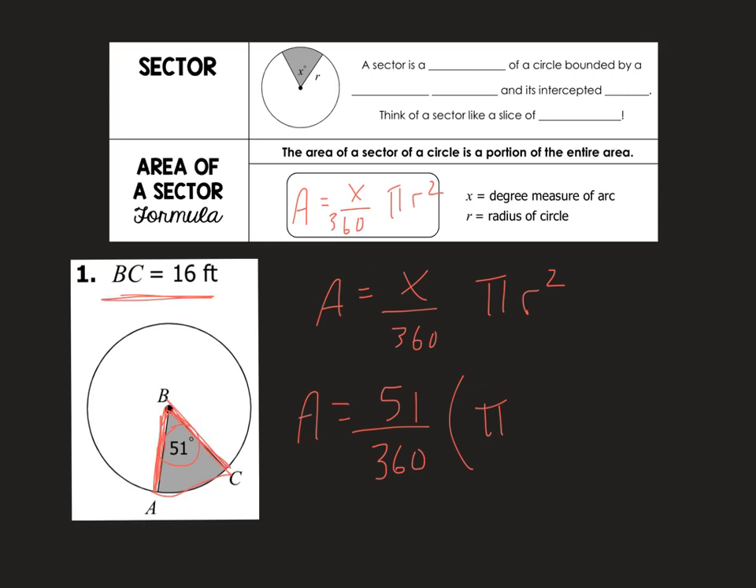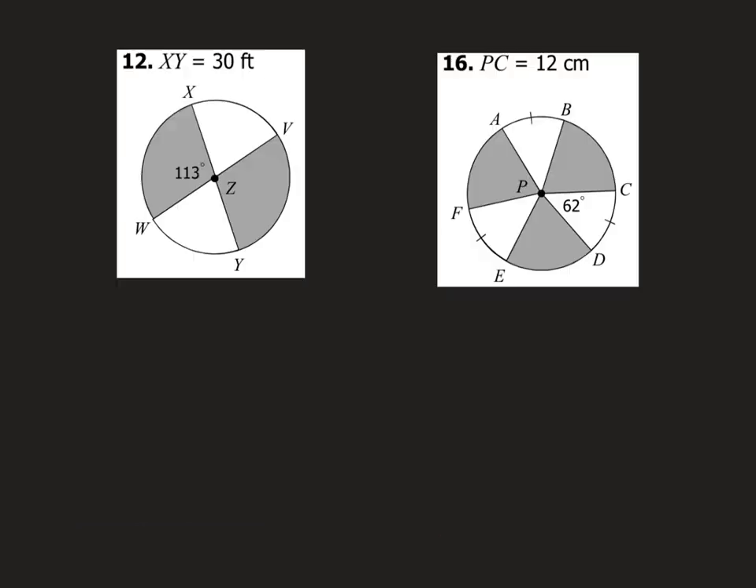They said that BC, right here, this length, is 16 feet. So that's going to be 16 as our radius squared. The rest of this is just doing some calculator button pushing. So you figure it out, and that's going to be back to two-dimensional square feet.